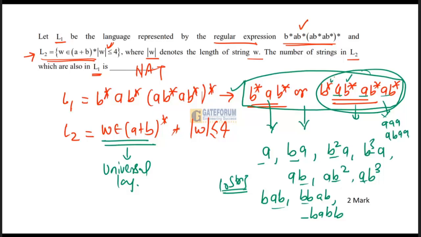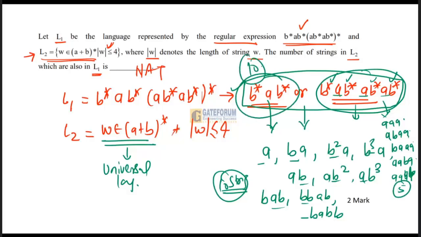If I include this B first, then B A A A, right? Or I can include B at this position also. In that case, it would be A A B A, and if I include this B at last, it would be A A A B. So apart from this, 1 2 3 4 5, these 5 strings are additionally generated. So 10 strings of length less than or equal to 4 are generated by this part, and 5 strings of length less than or equal to 4 are generated by this rule.